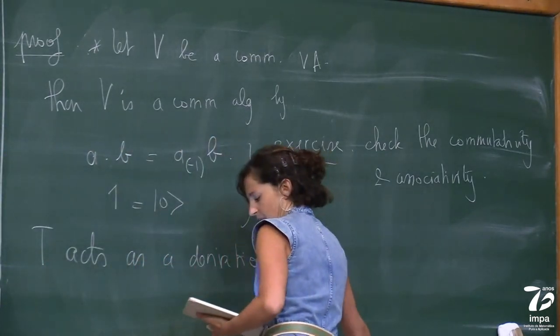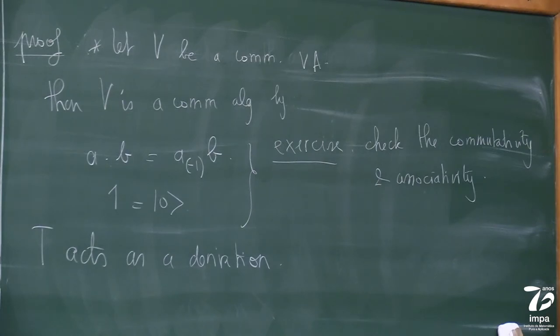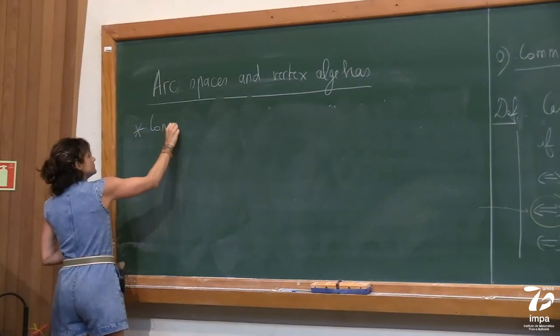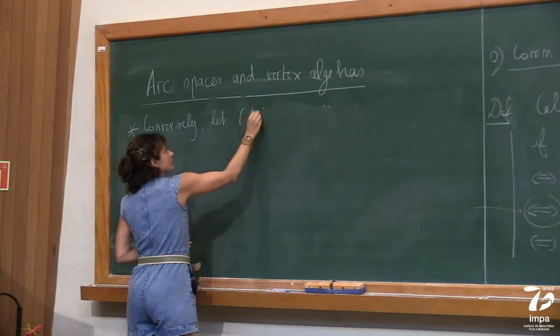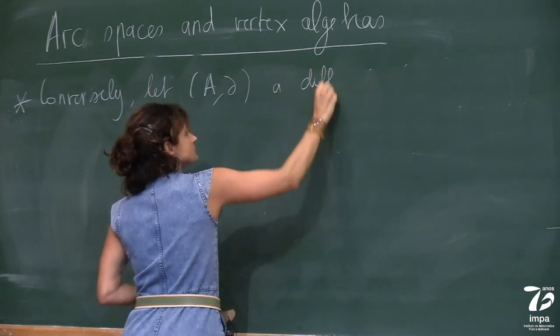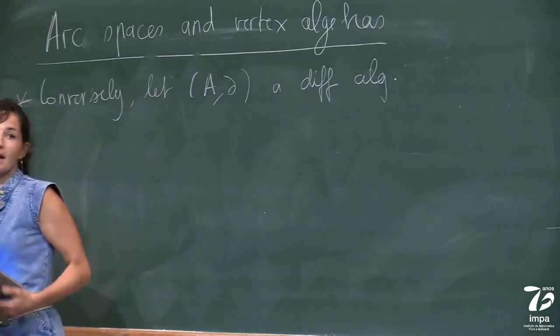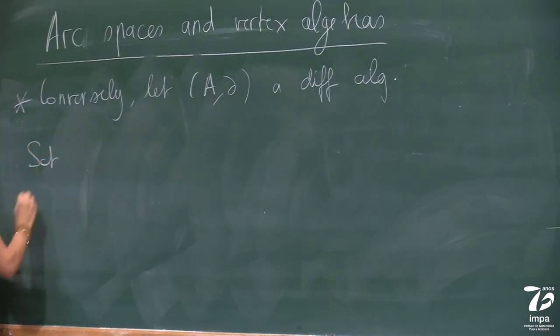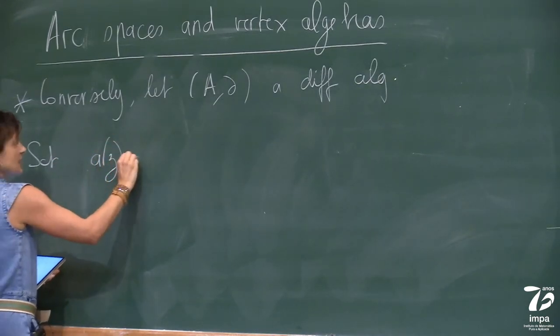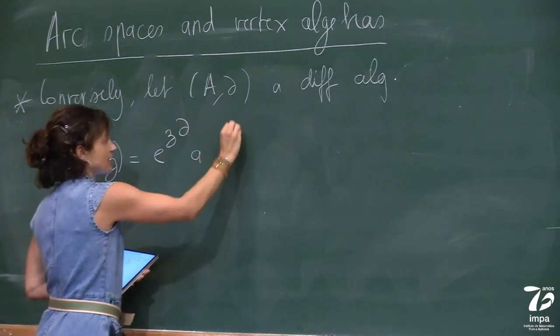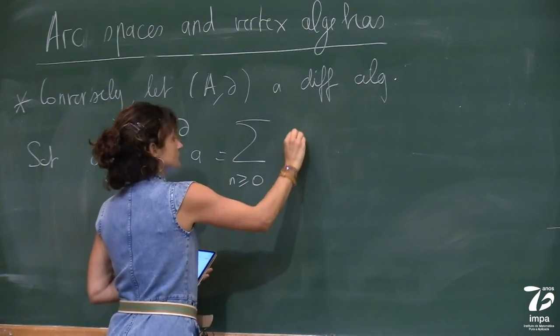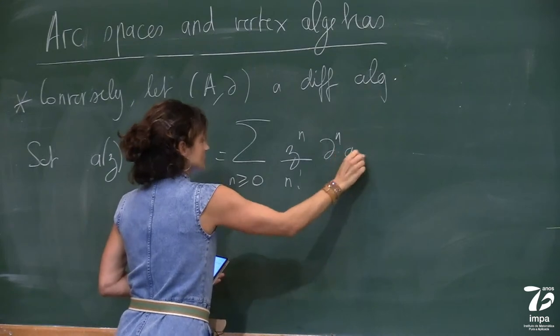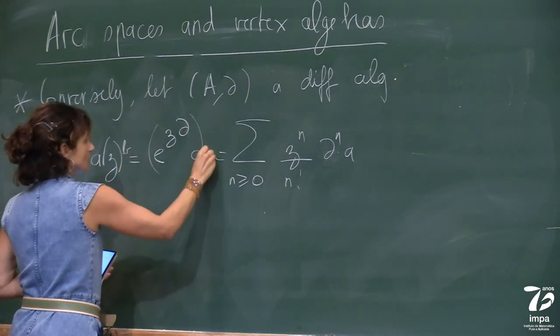So conversely, let's start with a differential algebra. So conversely, let A be a differential algebra. Then I want to endow A with a commutative vertex algebra structure. Then I set, for a in A, the corresponding series that I denote like this, and I mean by that, so maybe it's better to apply it to some element b.